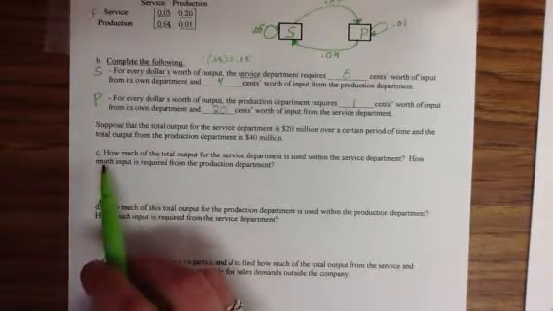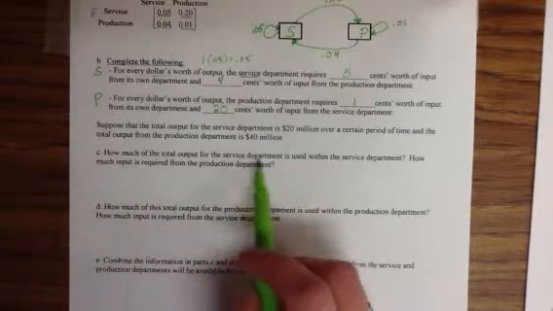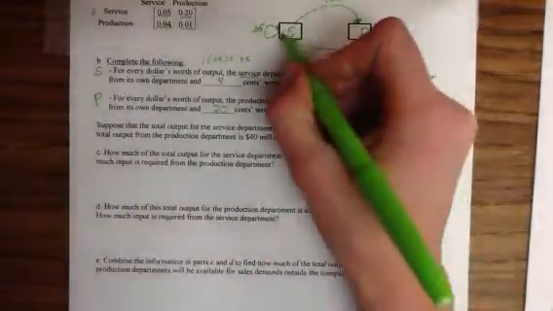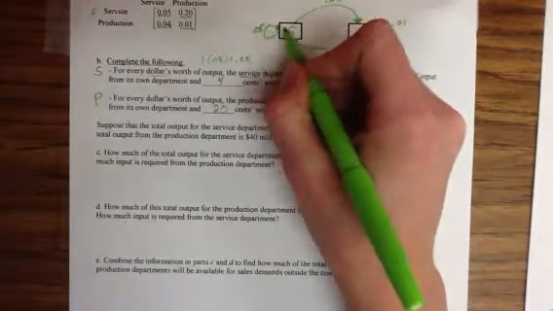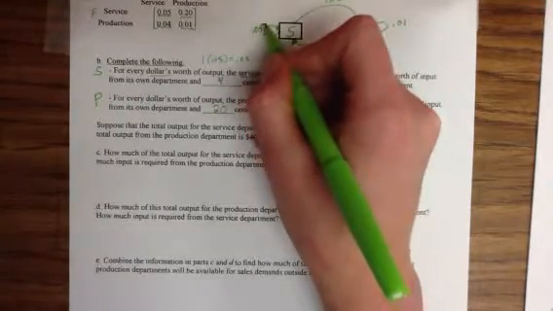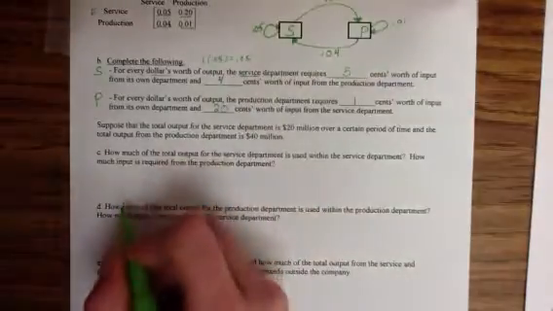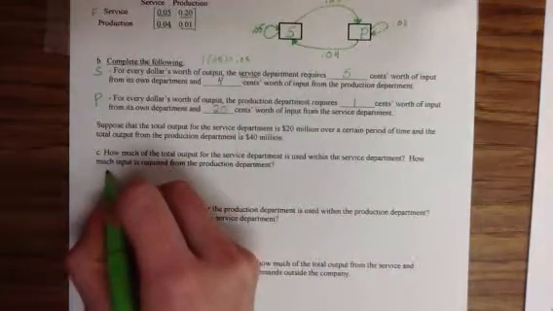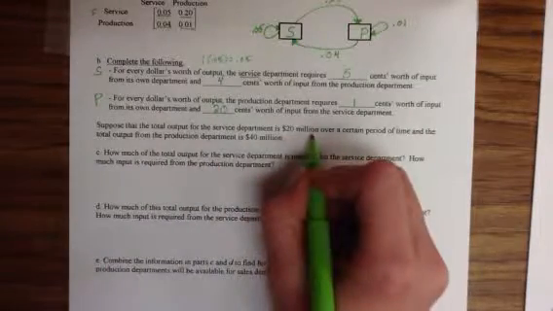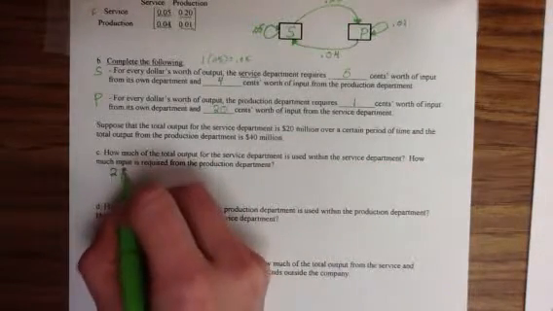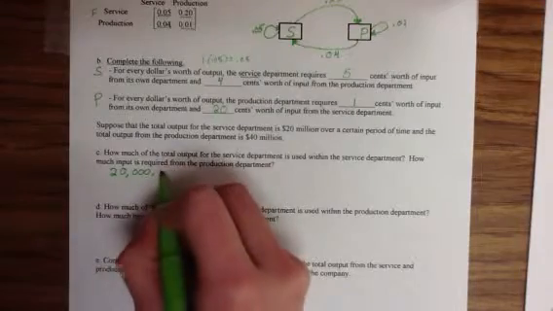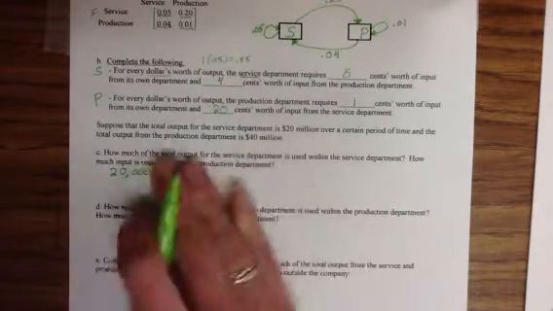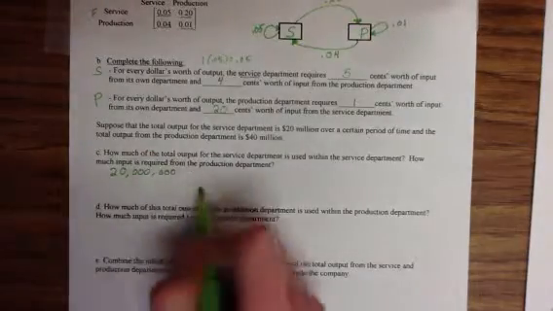So part C is asking how much of the total output from the service department is used within the service department. So basically, how much from service to service. Well, we know that corresponds to 5% here. So that is going to be 5% of its total output. So that would be, our total output is 20 million. So you can do 20 with 6 zeros there, 20 million, or you can leave it in terms of millions and just go with that 20. I'm going to go and write it all out.